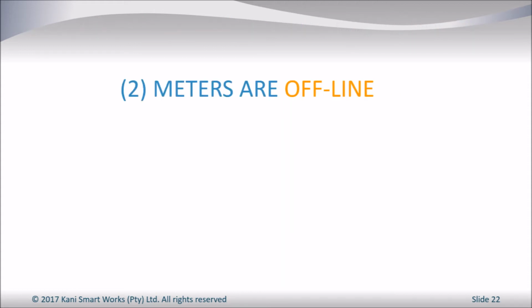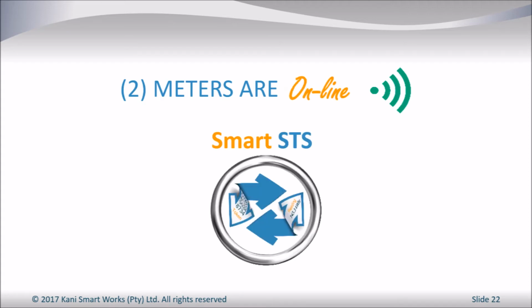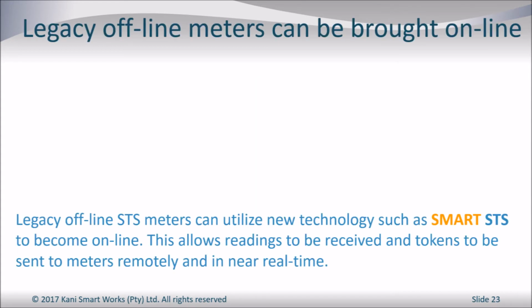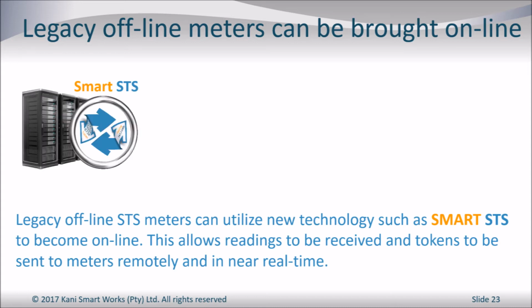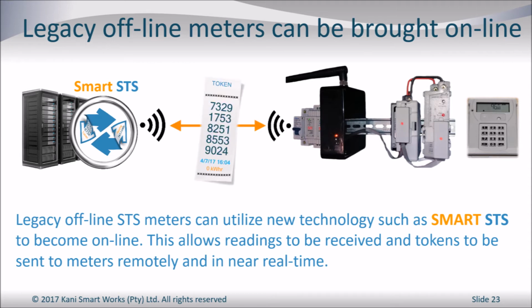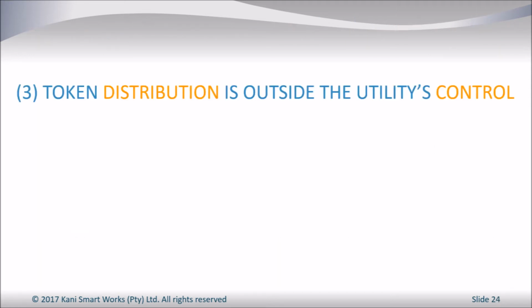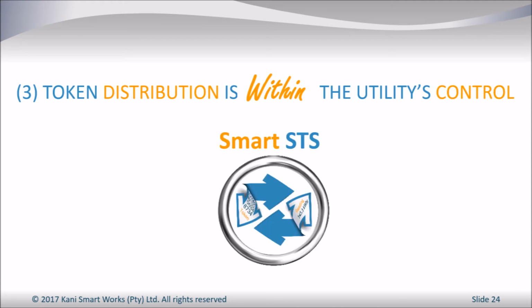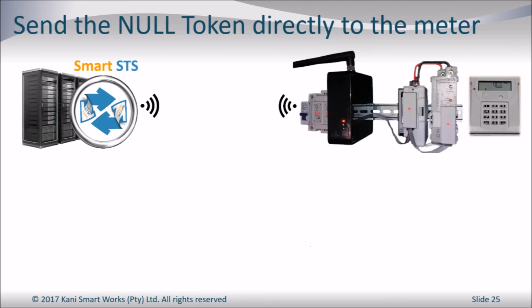Well, the problem, of course, is meters are currently offline, so we need to make them online. Luckily for us, there's a product such as Smart STS which enables legacy meters to become online. Legacy offline STS meters can utilize new technology such as the Smart STS product to become online. It allows readings to be received and, most importantly, tokens to be sent directly to meters in near real time. So Smart STS now also puts the token distribution within the utility's control. Let's see how this would work.